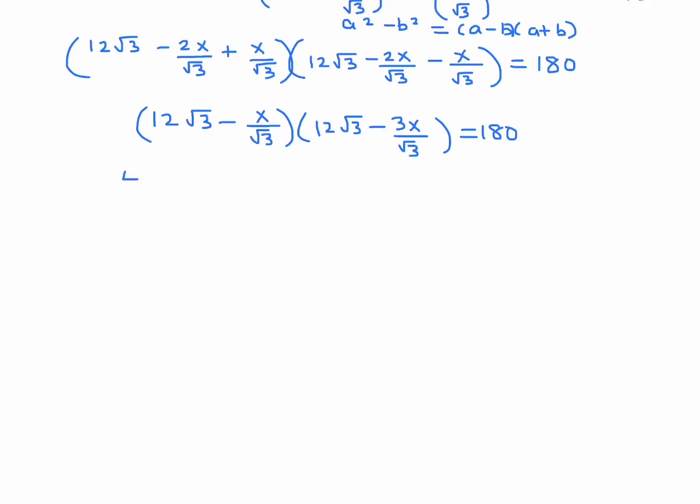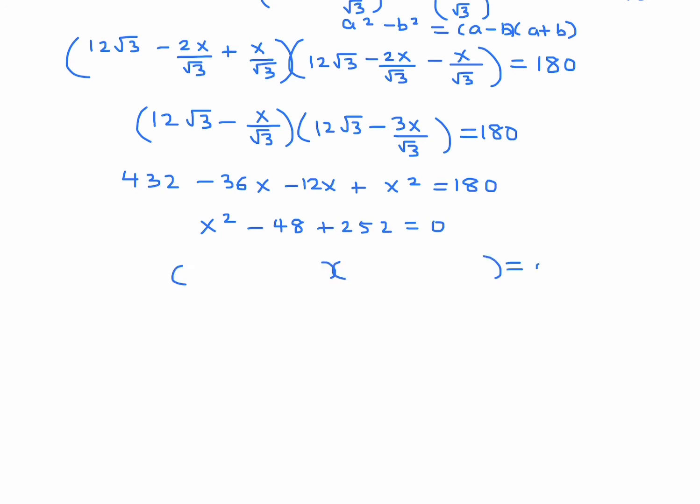And this becomes 432 minus 36x minus 12x plus x squared. And that's equal to 180. Put everything on one side and simplify, and you get this expression equal to 0. And this factors, this gives me x minus 42 and x minus 6. So x is either 6 or 42.